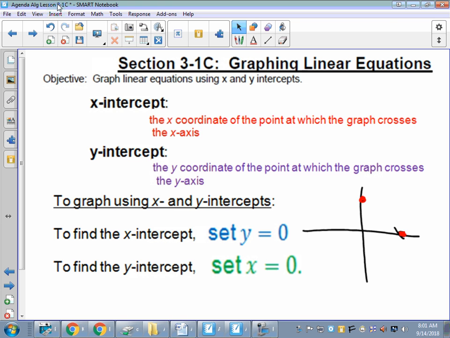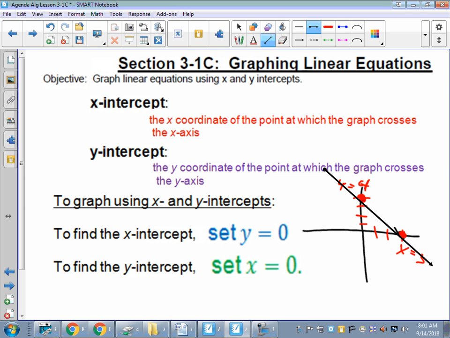So for example, an easy way to graph: say the x-intercept here was 3, and the y-intercept was 4. Then we could graph this by putting the point there, y equals 4, x equals 3, and then drawing a line right through there, and that would be good enough. Two points, one on each axis, and we'd be happy with that. So that's one way to do it. Let's work on a couple problems with that.